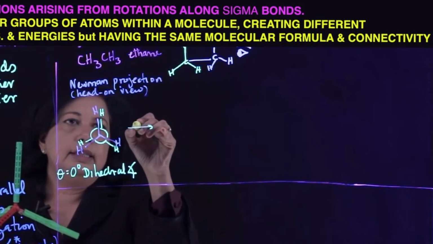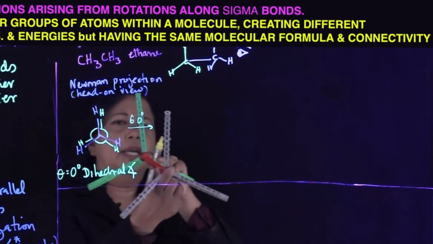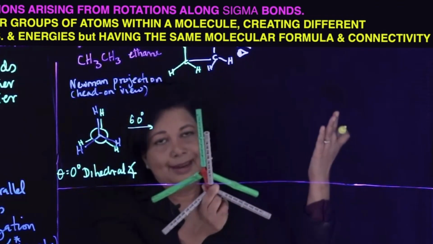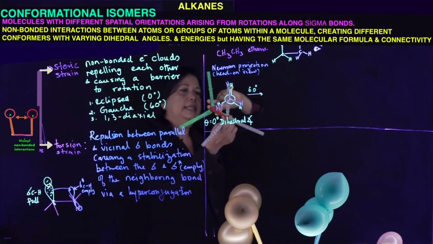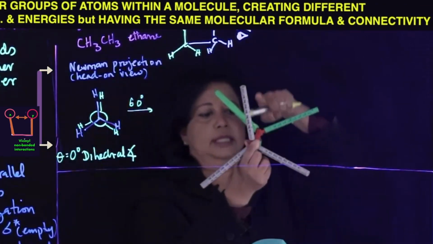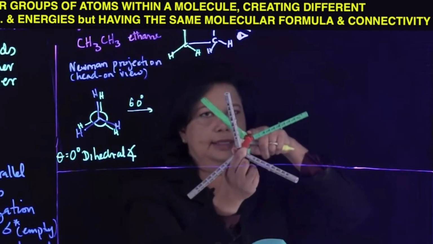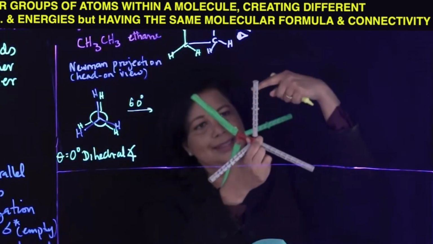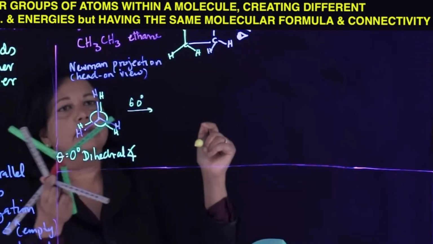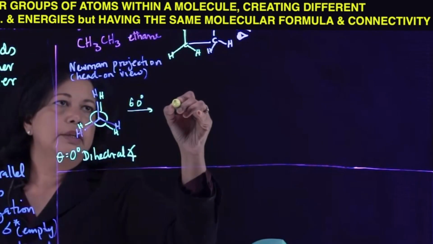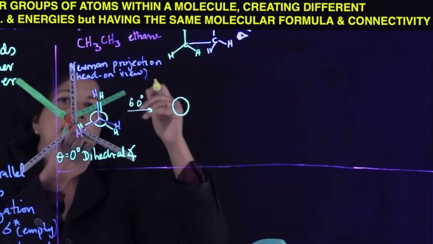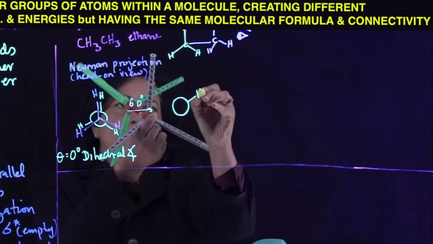So here, 60 degrees. And why is it rotating? Why doesn't it want to be like this? Again, as we said, there is repulsion between parallel vicinal sigma bonds, and also a stabilization between the sigma and the empty sigma star of this. There's a sigma star that's going to stabilize the CH. So therefore, you are going to have a relief of the torsion. So you're going to go back. The back carbon is going to be like this.